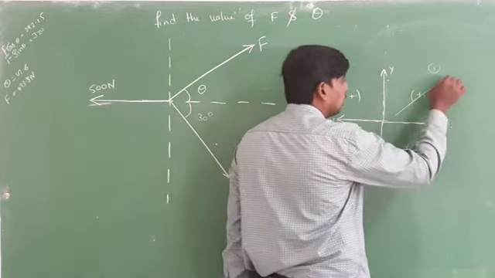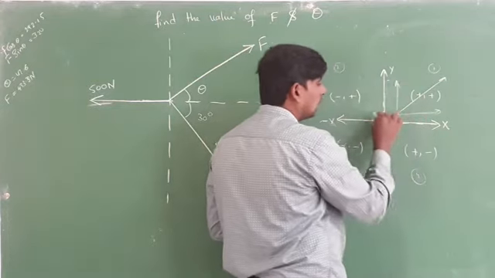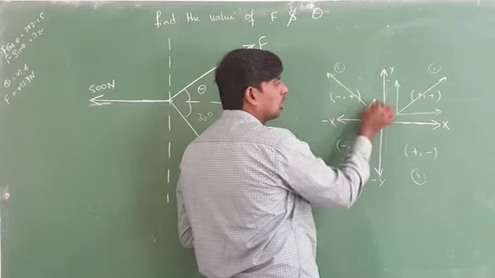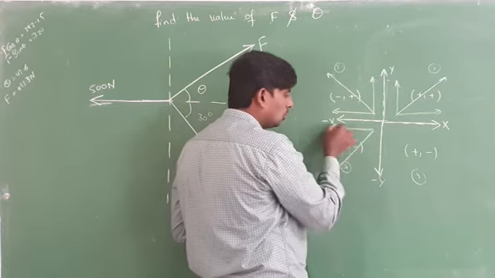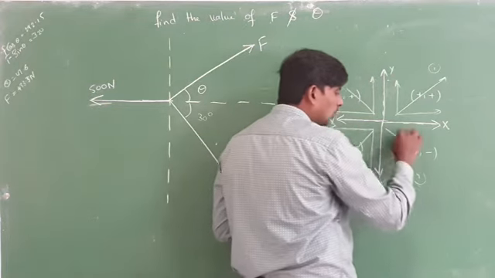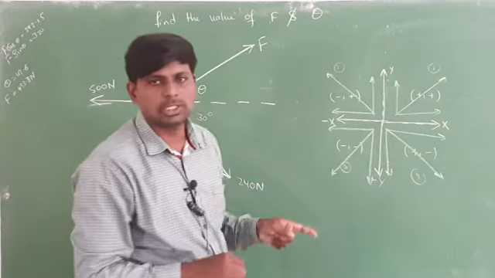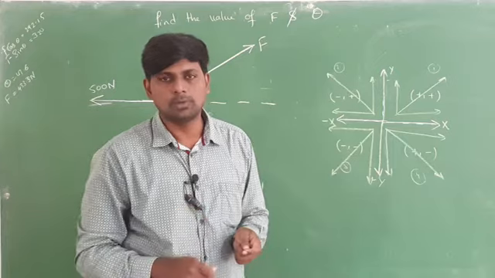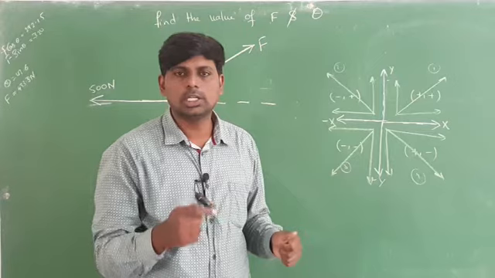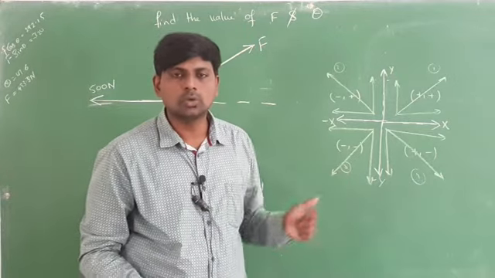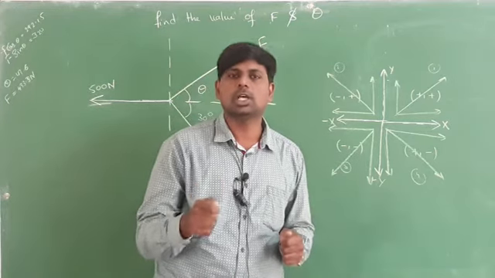Suppose a force is lying in the first quadrant, what you have to do? You have to resolve into forward and upward. If a force is lying in the second quadrant, upward and backward. In the third quadrant, backward and downward. In the fourth quadrant, forward and downward. So in the first quadrant forward and upward will be there, in the second quadrant upward and backward, in the third quadrant backward and downward, and in the fourth quadrant forward and downward. In the first quadrant, the signs of x and y are both positive.